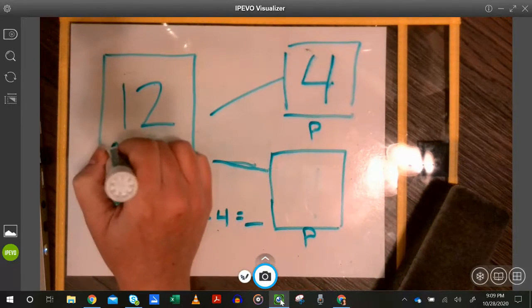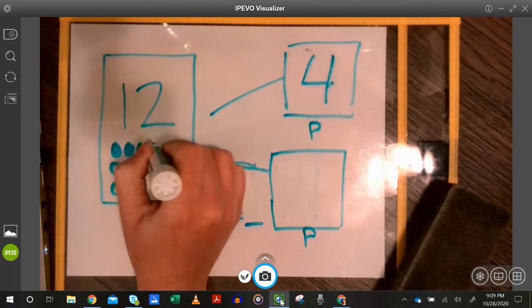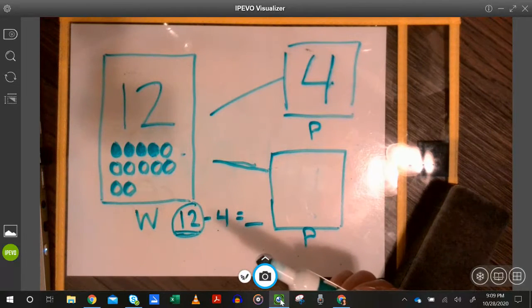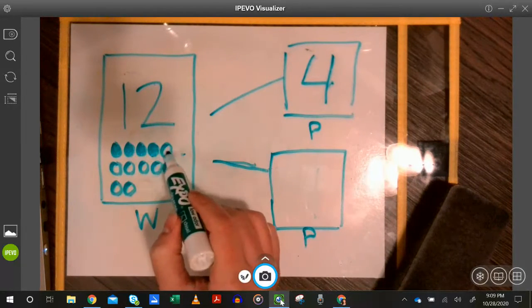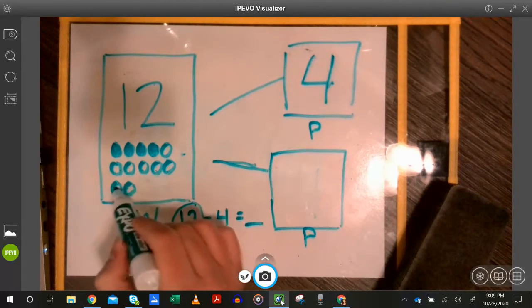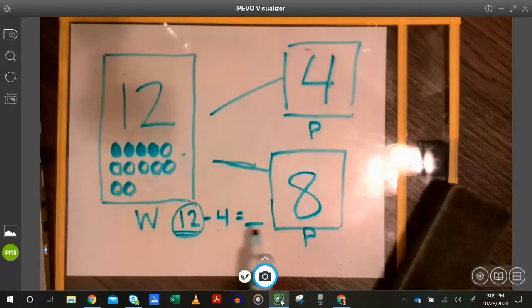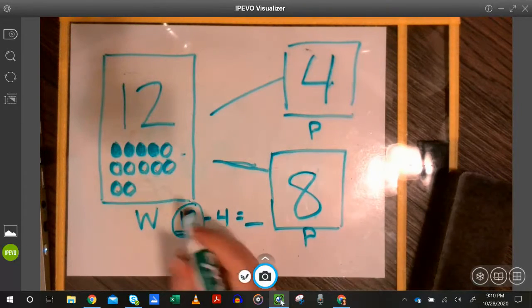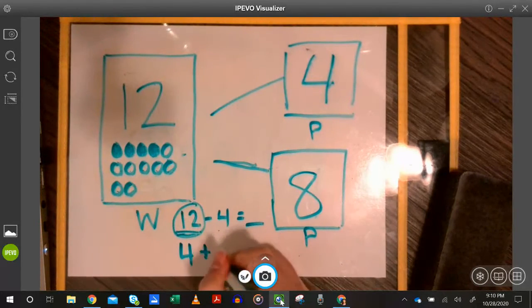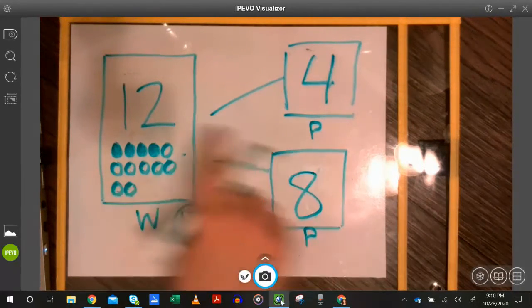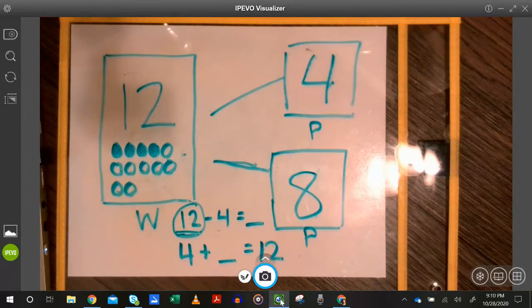One of my parts is 4. 1, 2, 3, 4. What else went with it to become that whole group of 12? 1, 2, 3, 4, 5, 6, 7, 8. So 12 minus 4 equals 8. I could also think of it as 4 plus something makes 12. Okay, so here we did 12. We took away 4. We marked off 4 of them. And we got left with 8.